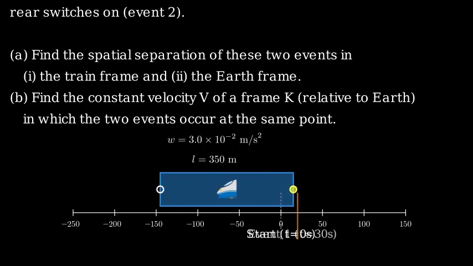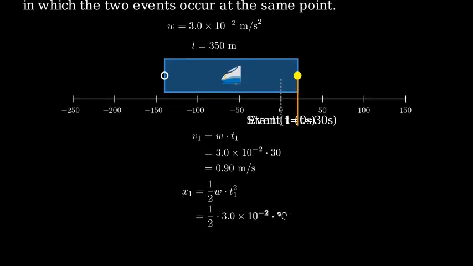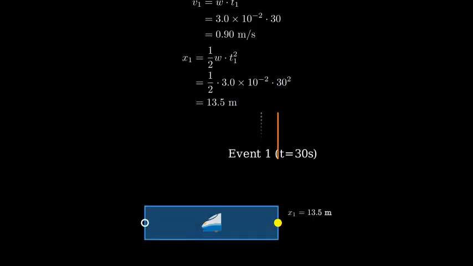Let's calculate the train's position and velocity at this moment. The velocity at t equals 30 seconds is w times t, which gives us 0.9 meters per second. And the displacement from the start is 1/2 wt squared, which equals 13.5 meters.